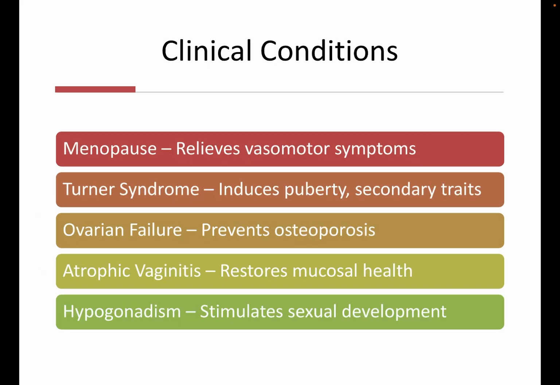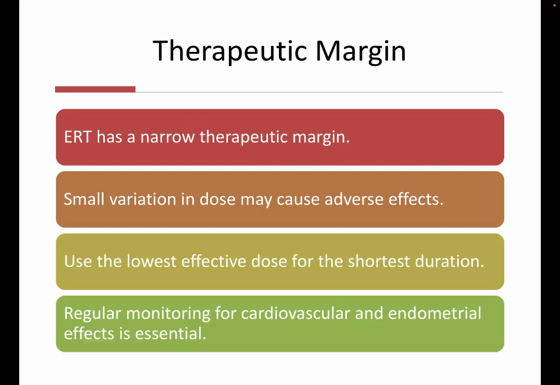The clinical conditions include menopause, where it relieves the vasomotor symptoms. In Turner syndrome, it will help in inducing puberty as well as developing secondary sexual characters. In ovarian failure, it prevents osteoporosis. In atrophic vaginitis, it restores the mucosal health, and in hypogonadism, it stimulates sexual development.